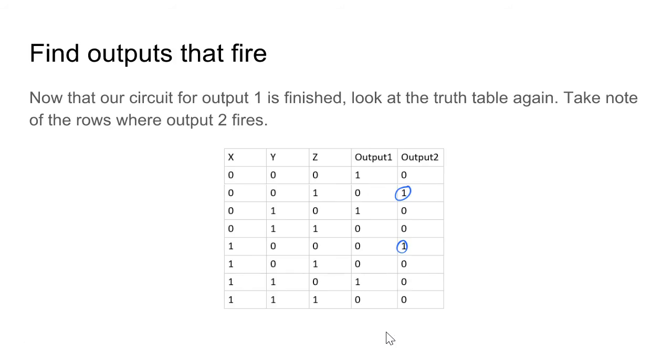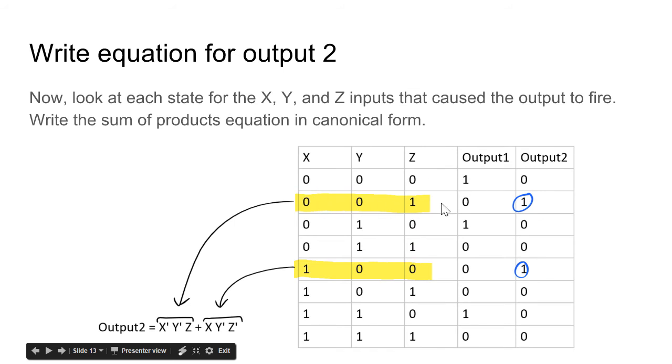And so now we're not done though. We've got our truth table. We had output 1 and we also had output 2, and output 2 had two occurrences in which it fired. It fired in the case where x was 0, y was 0, and z was 1. And then we've got another instance where output 2 fired, when x was 1, y was 0, and z was 0. So we want to pay attention to these inputs, and bring these down and write a sum of products expression for this.